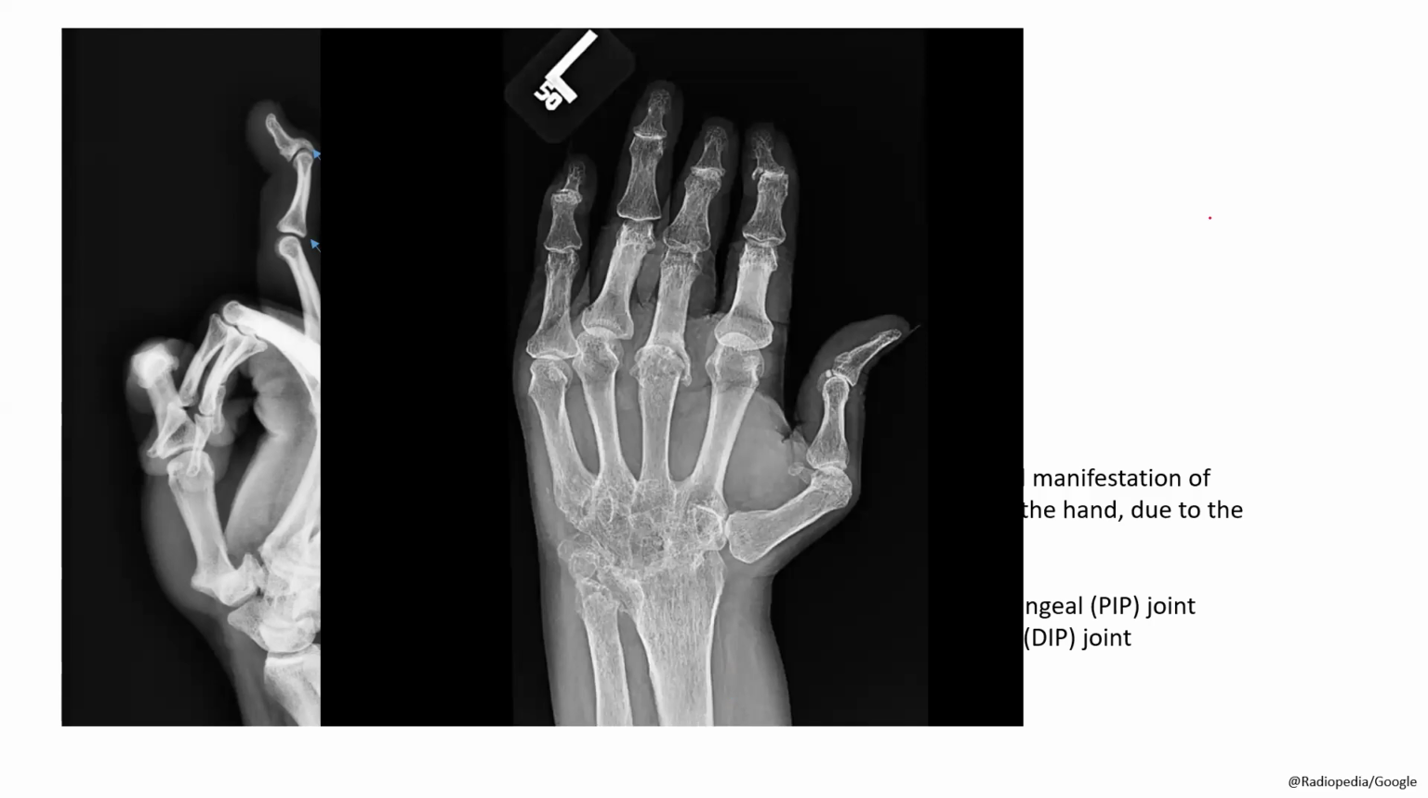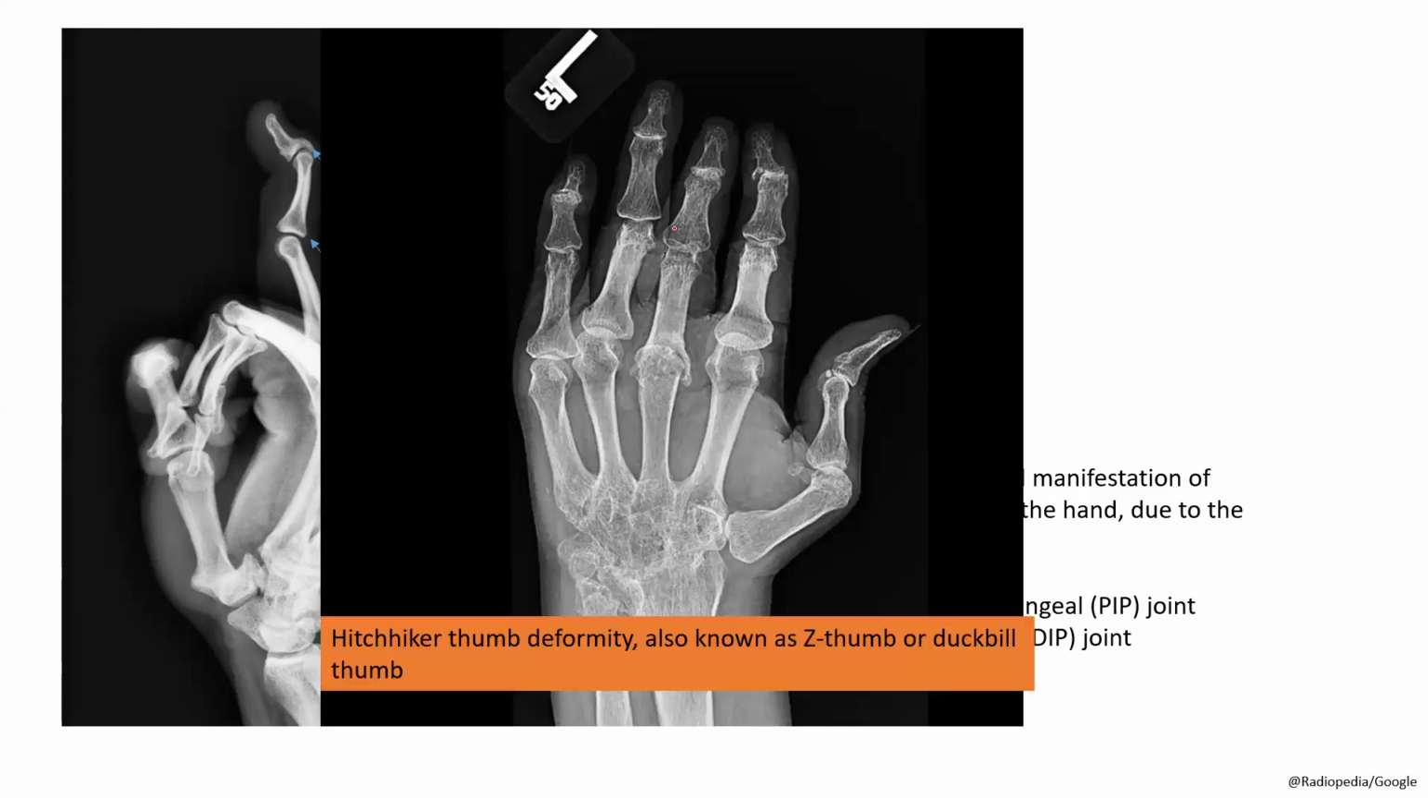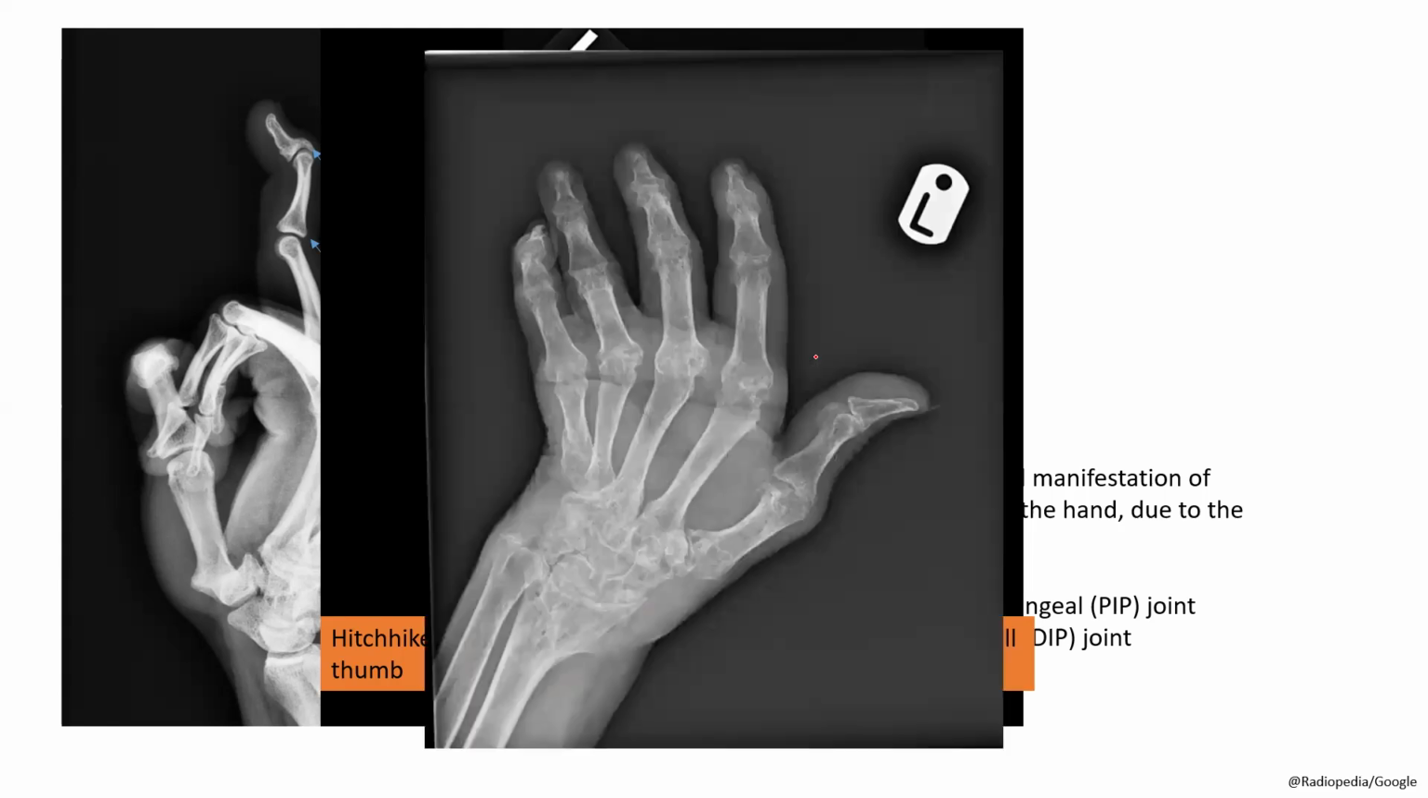In thumb, we have hitchhiker thumb deformity or Z thumb deformity, where again there is flexion of metacarpophalangeal joint and extension of the distal interphalangeal joint. There is one more deformity that is described in RA. It is Z deformity, which occurs because of radial deviation of the wrist and ulnar deviation at the finger joint. So at the metacarpophalangeal joint, there is ulnar deviation, and in the wrist there is radial deviation. So this gives the characteristic Z deformity.